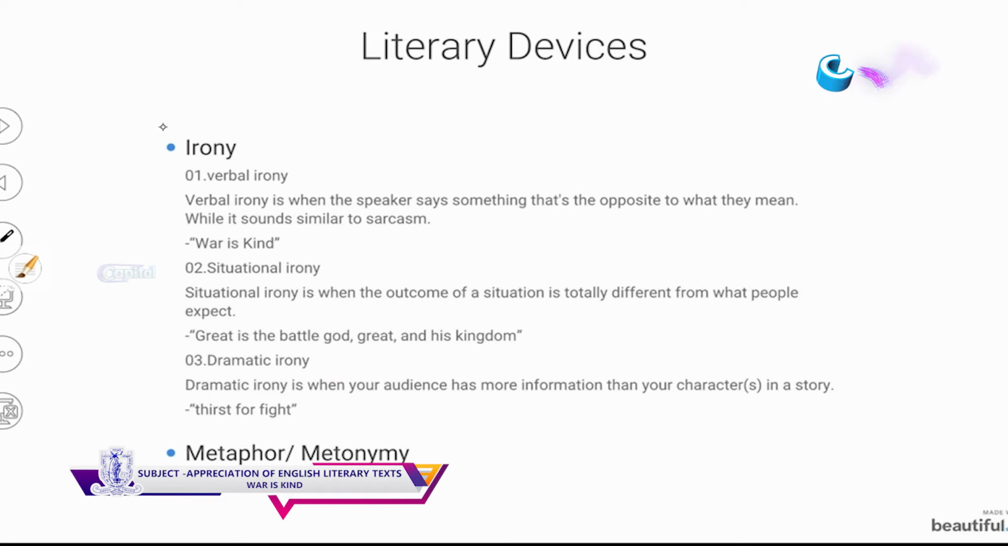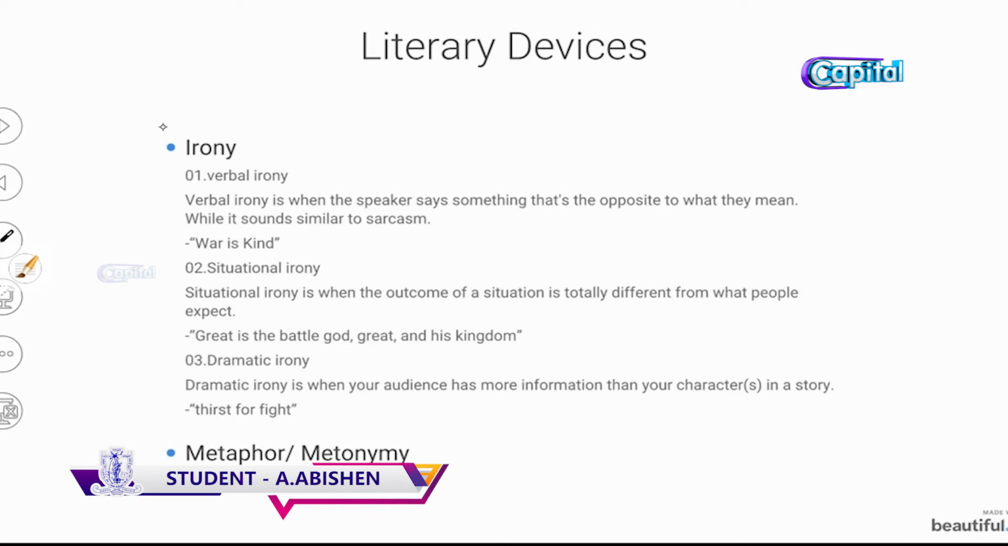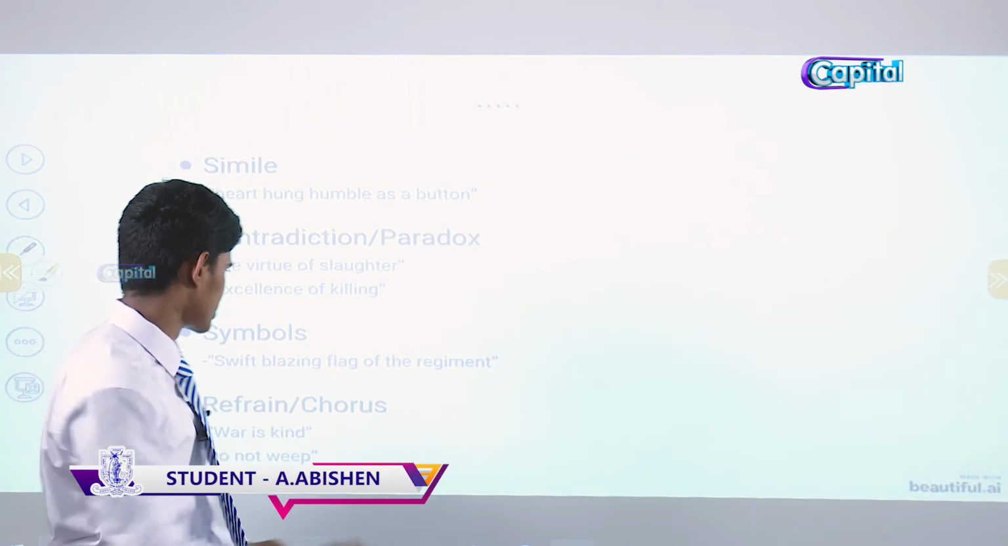Then the metaphors or metonymy, as I already mentioned, the little souls refers to the young man who is the backbone of the society. Then here we have simile, as also discussed in the previous slides, as hard hung, humble as a button. The words as and like are used in simile. Then the contradiction, virtue of slaughter, excellence of killing. These are a contradiction or a paradox. Then symbols, swift blazing flag of the regiment. The flag refers to the society.